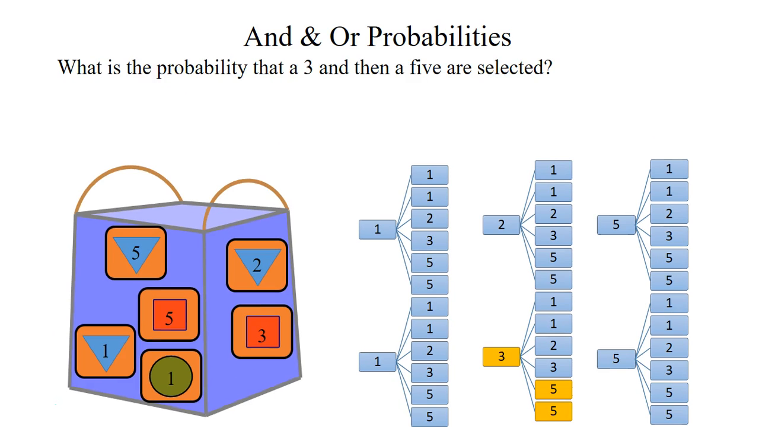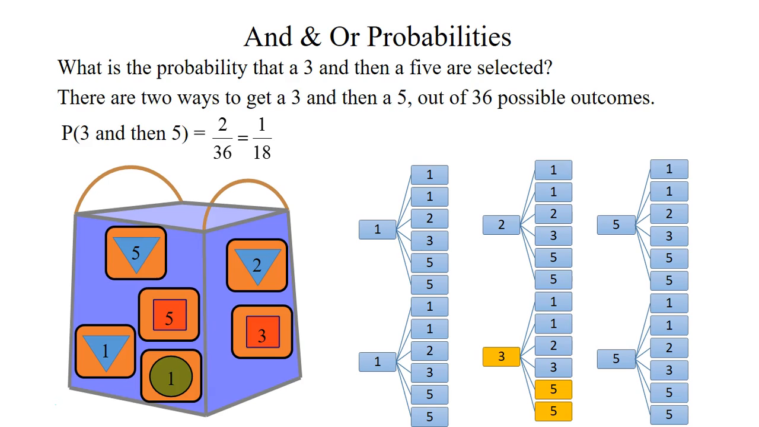What is the probability that a 3 and then a 5 are selected? Well, we want it in that particular order, so there's 2 ways to get a 3 and then a 5 out of 36. So you have a 1/18 probability.